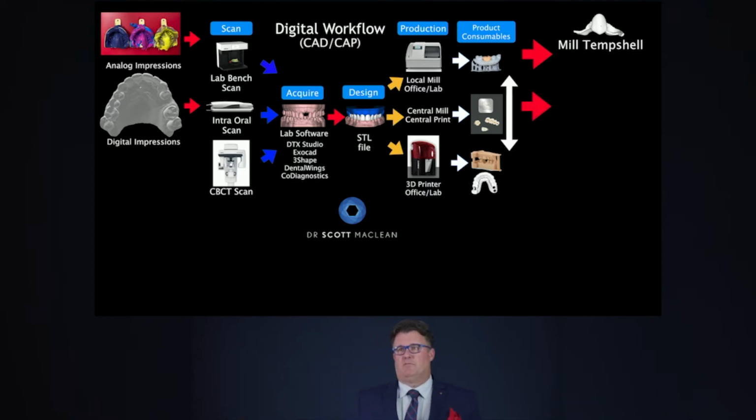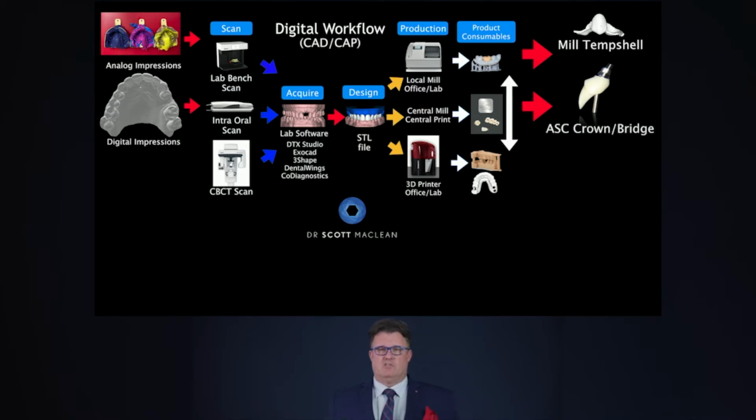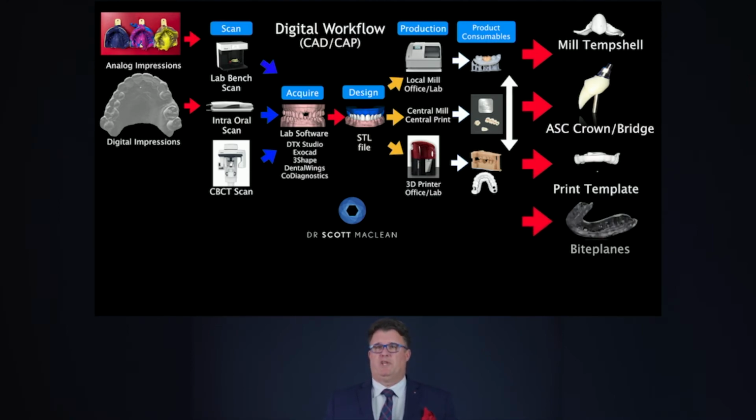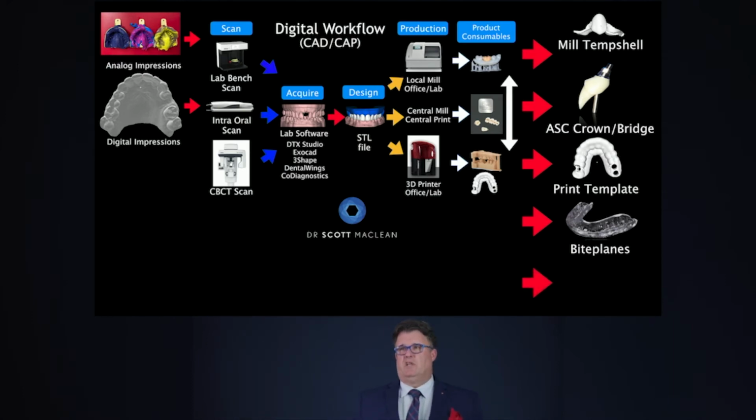We could also make something like an ASC crown. These are very sophisticated in how the channels turn, so you have to have a very sophisticated milling chamber. These are typically done in a centralized milling factory. Or we could also print a template. The template could be used to guide where to put the implant. We put the implant where we want it to go, and then we take the temp shell and put it on top of that. We could also make a bite plane, which we can make in our office. And last, we could also do a digital smile design.